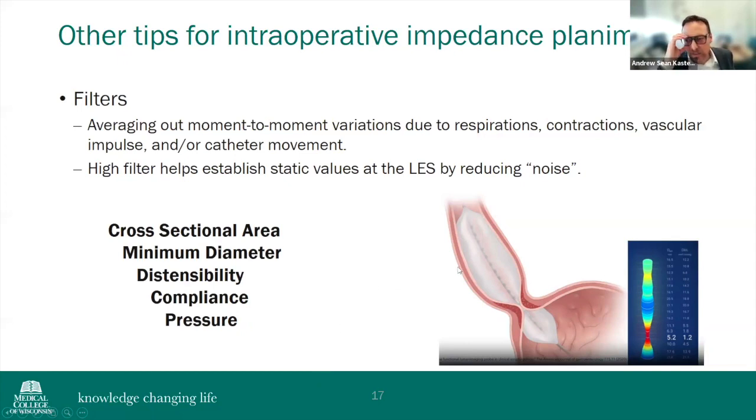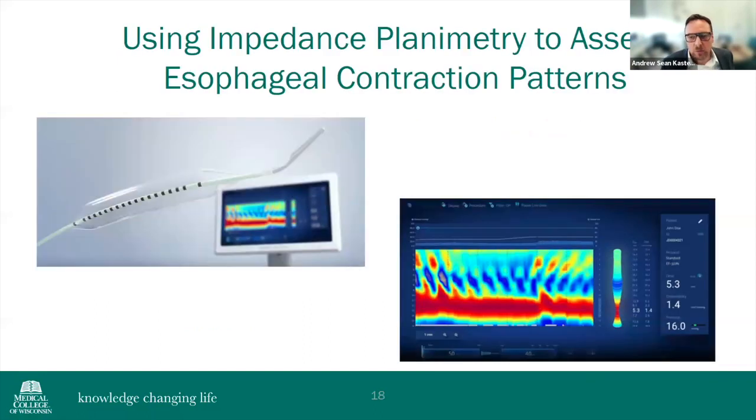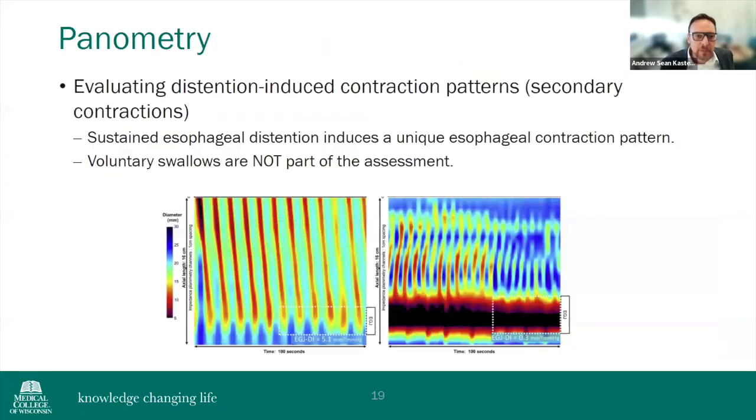And again, Zach's going to get into what those numbers mean and how we'll actually use them during a case to assess the adequacy of the myotomy. Now, I think we should also touch on using impedance planimetry to assess esophageal contraction patterns. This is a step beyond using it as an intraoperative tool to assess your myotomy, and it is called panometry.